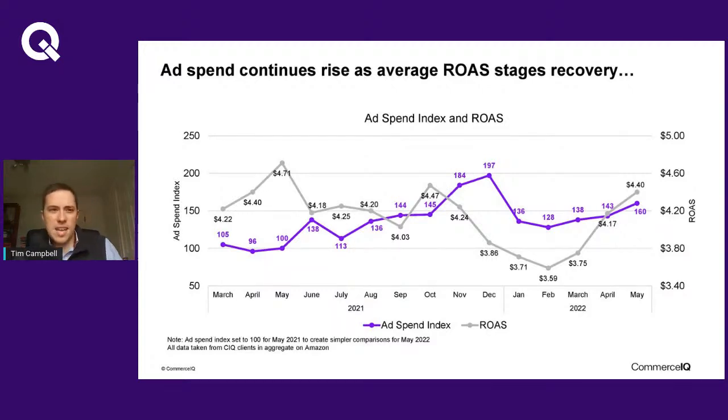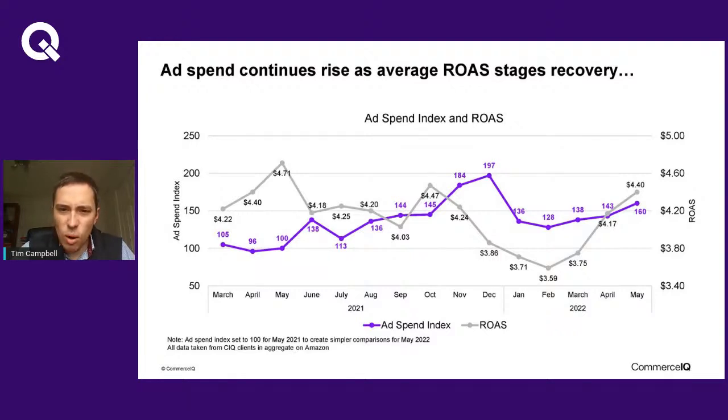What you see here is our data from Commerce IQ tracked over time from our customers on Amazon, and we've aggregated all of that into this data you see here, and you can take a look at how ad spend and ROAS are performing over time. Ad spend continues to rise. Of course, the retail media landscape is exploding, especially on Amazon, but also elsewhere as other retailers look to get a piece of the pie.